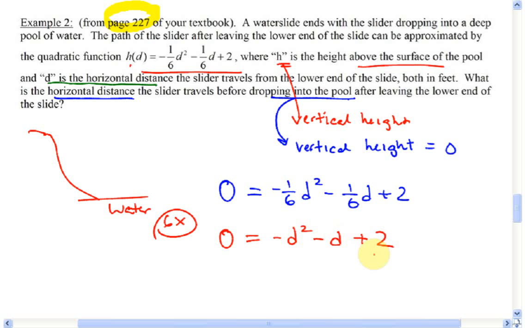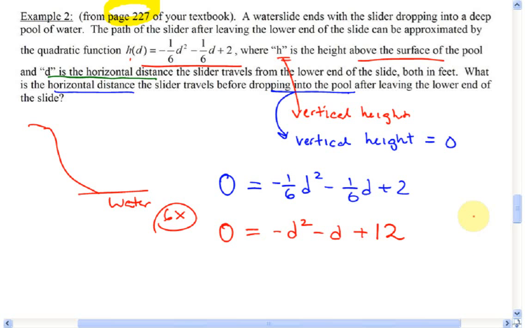Now, ladies and gentlemen, I personally don't like negatives in front of my square term. Thank you. What should I do with the 2? Times it by 6, that's 12. Good. Remember, every single term must be multiplied by 6. Okay? You multiply 6 where? Multiply 6 in every single term.